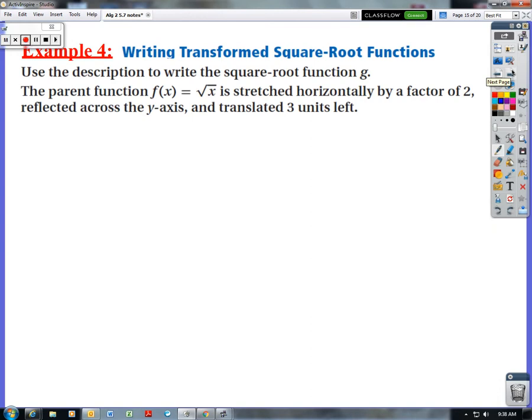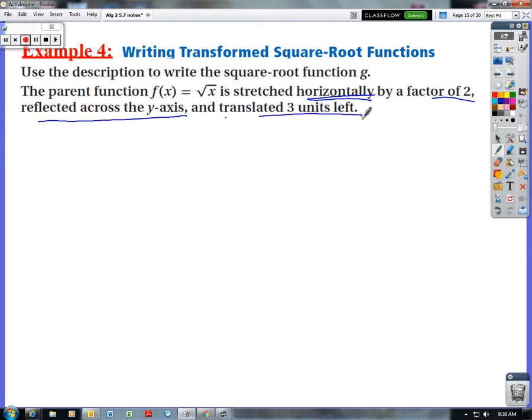This one is going to be the interesting one because it's going to be stretched horizontally. Anytime we're working horizontally, we're working with the weird stuff, the stuff that's backwards. And it's by a factor of 2. And then it's going to get reflected, and then it's going to get translated.